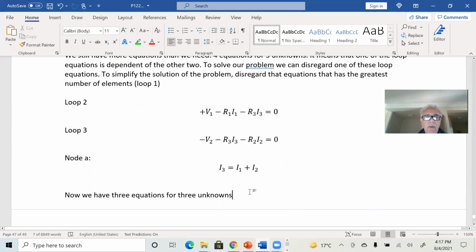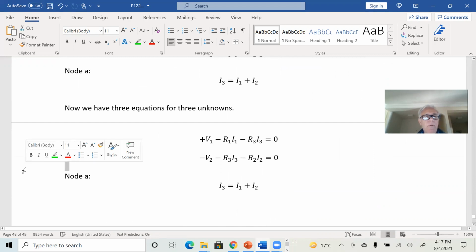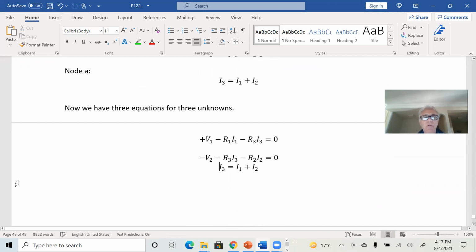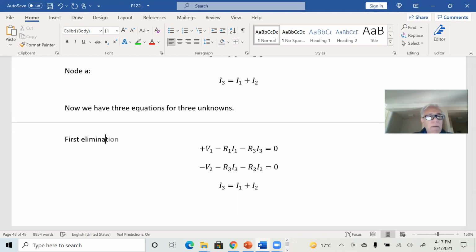Let's start with solving for I3. Sometimes it's very cumbersome to solve that, but you have learned that in algebra. What we're going to do is eliminate I3 from the system of equations. I'm going to substitute I3 right in here and right in here. So first, eliminate I3 from the system of equations.